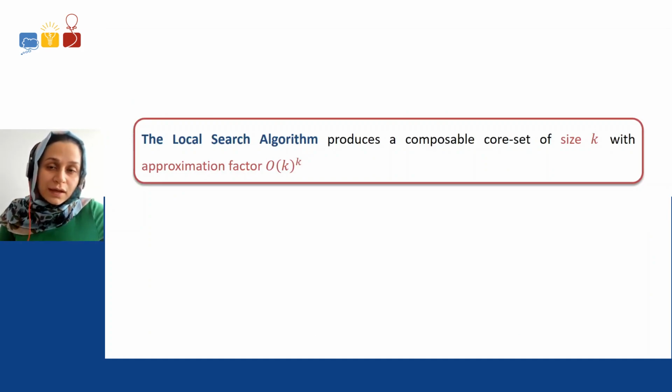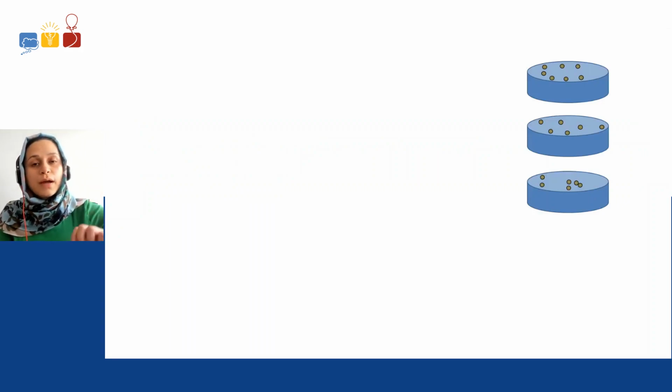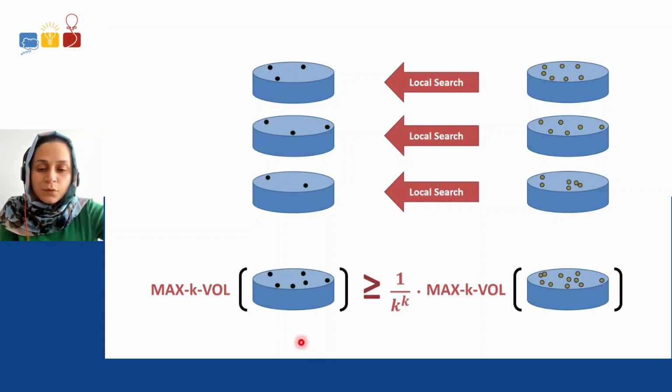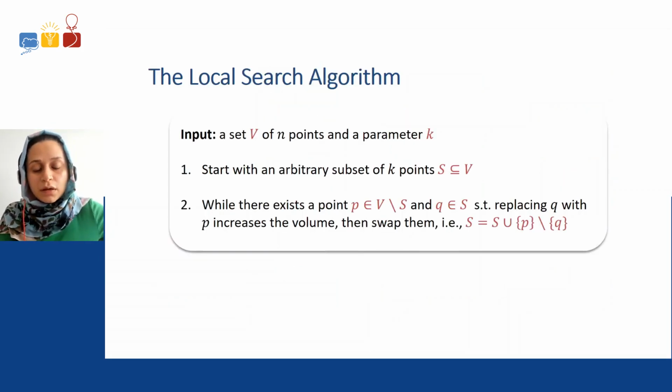And in order to show that, as before, I need to show that if we have multiple point sets and we run the local search algorithm on each of them independently to get the smaller subsets, then the maximum volume I can achieve by picking k points out of the union of these small subsets approximates the maximum volume we can achieve by picking k points out of the union of the original data set by this approximation factor k to the k. Okay, just to remind you, the local search algorithm is as follows.